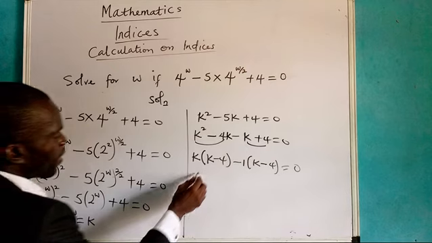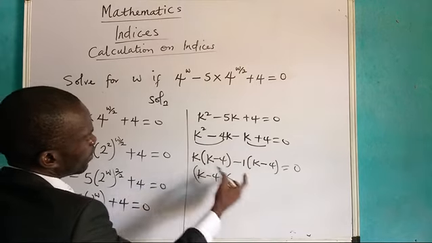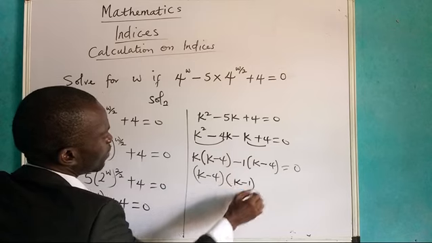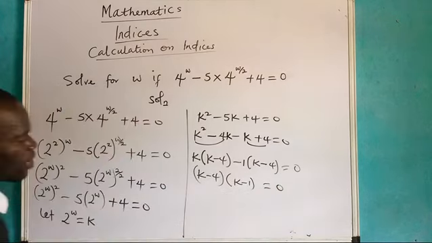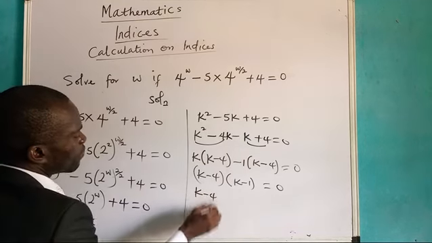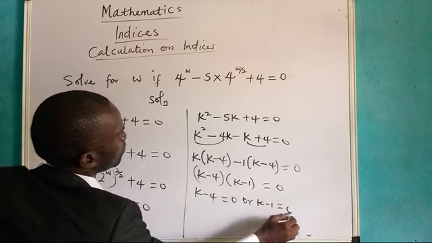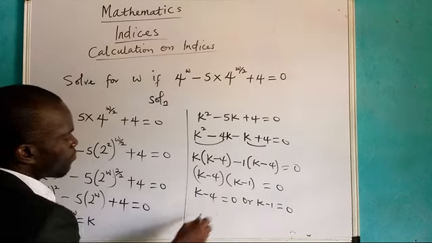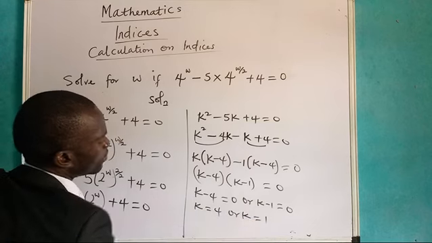Now we have a common bracket. I need to collect one of the brackets and pick the one outside. This one I have outside, k minus 1, equals 0. Now this simply means k minus 4 equals 0, or k minus 1 equals 0. Take this one over, it becomes k equals 4 or k equals 1.